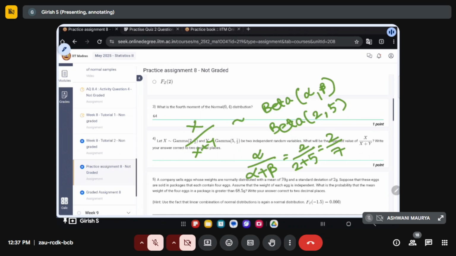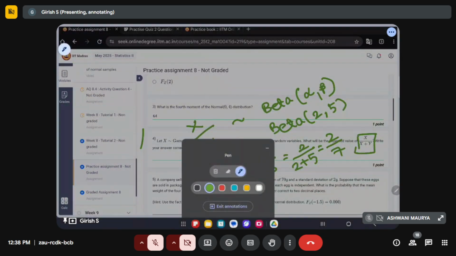You got this point? This is one property of gamma distribution. If x follows gamma alpha comma k and y follows gamma beta comma k, then x by x plus y, this particular form only, follows beta with alpha comma beta. And the expected value of beta distribution is alpha by alpha plus beta, which you can calculate like this. So for this question, it's 2 by 7, right? Is this question clear? Yes, sir, it is clear.